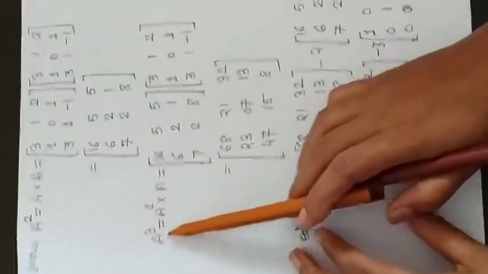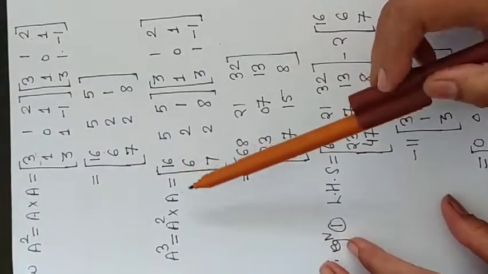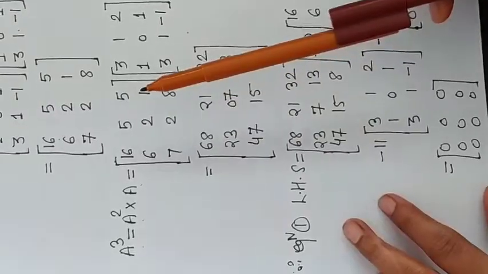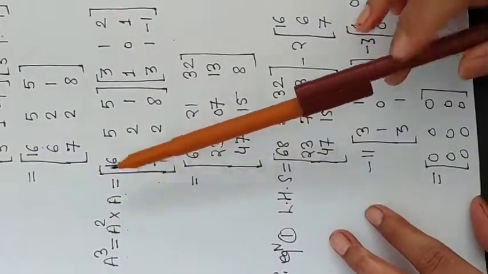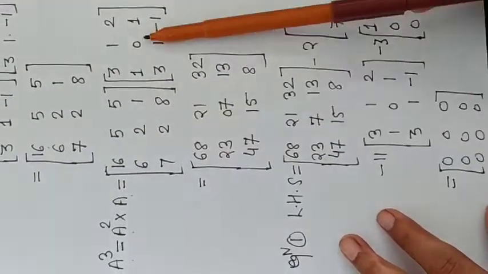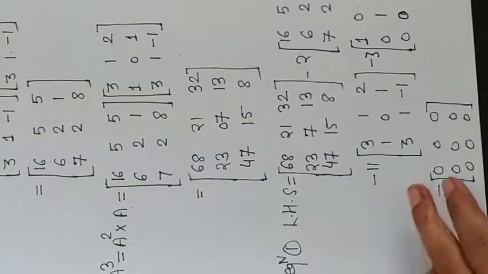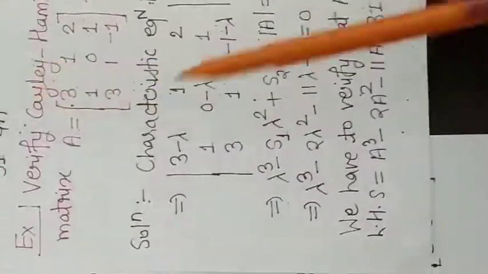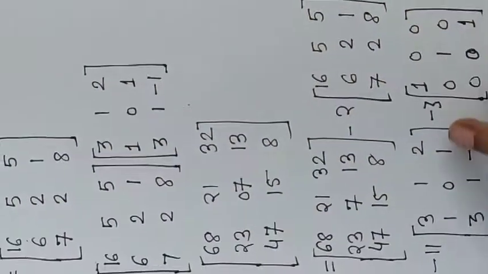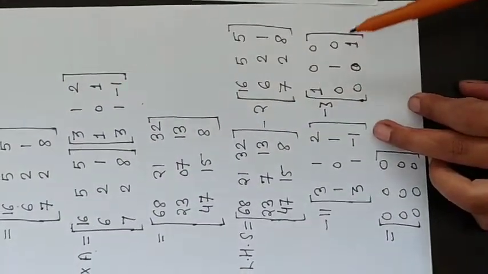In the same way we can find A cube also. A cube, you can write it as A square into A, or you can write it as A into A square, one and the same thing, right? Substituting A square and A, and then multiplying. Now putting this in the left hand side expression, which is A cube, so we have A cube minus 2A square minus 11A minus 3 times the identity matrix of order 3 by 3.